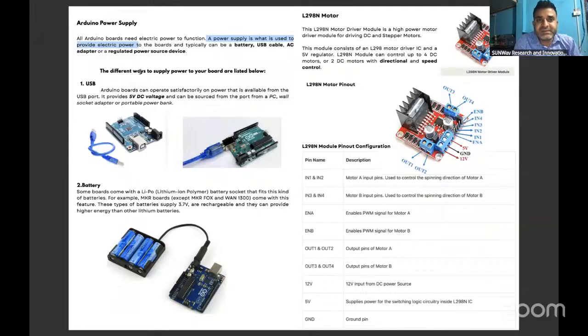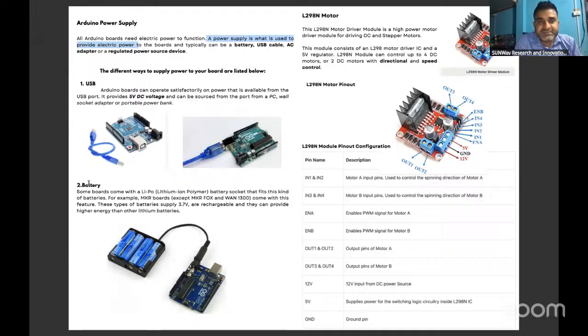There are some different ways to power your board. That is by using the USB cable. Yes, you can see the USB cable here as well. And if you're using the USB cable, then you have to connect to the laptop. The Arduino board can operate satisfactorily on power that is available from the USB port. It provides 5-volt DC voltage and can be sourced from the port of a PC, wall socket adapter, or portable power bank.